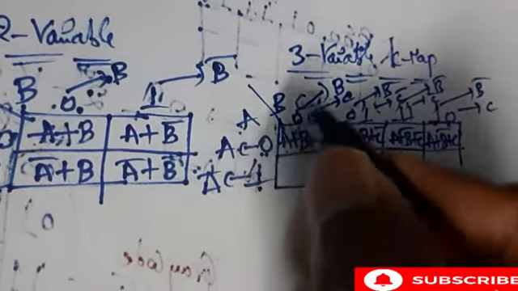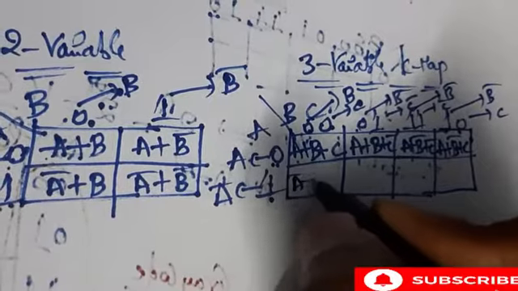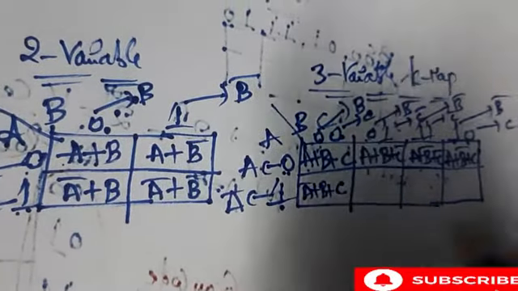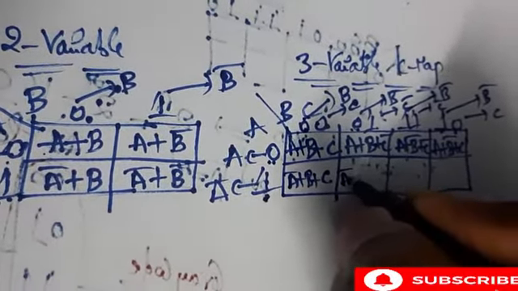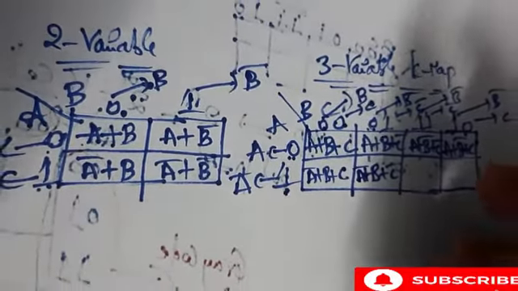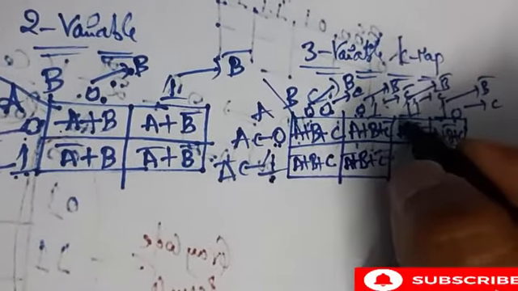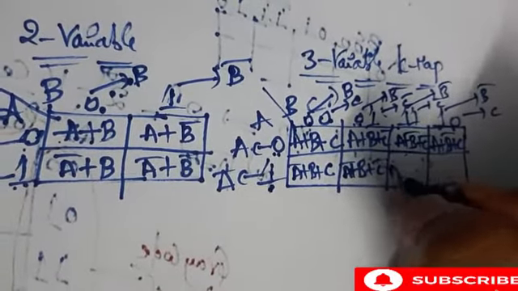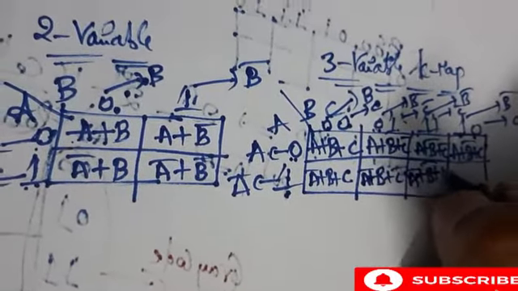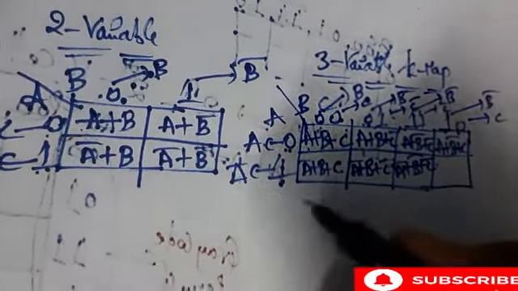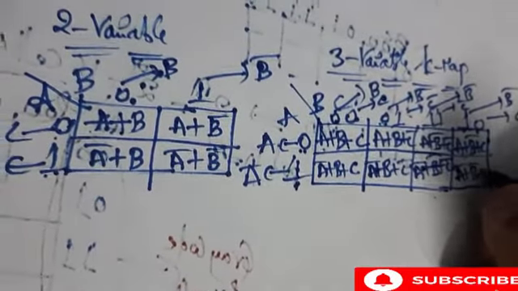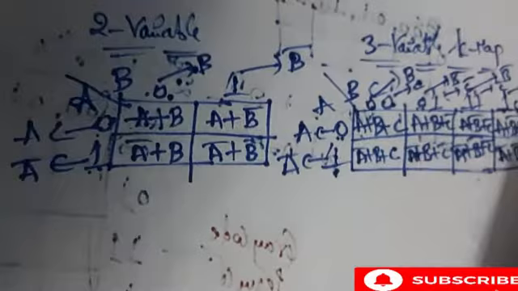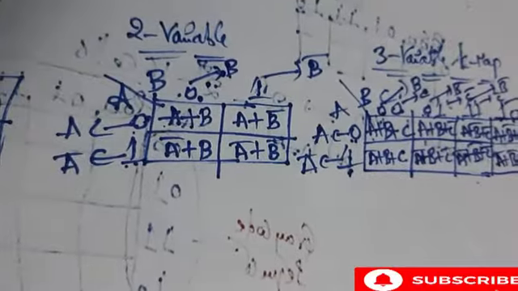Next we will see the 1, 0, 0. That means A bar plus B plus C. Next 1 0 1, you will get the A bar plus B plus C bar. Next 1 1 1, you will get the A bar plus B bar plus C bar. Next 1 1 0, you will get the A bar plus B bar plus C. In this way we can represent the 3 variable K-map in the POS form.